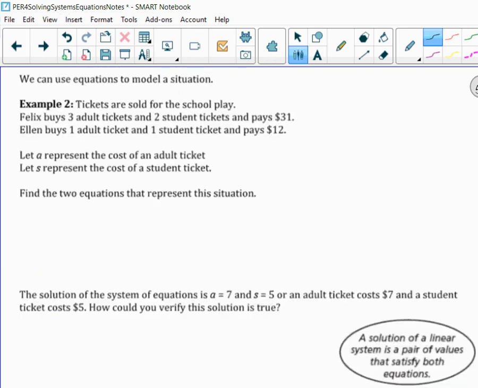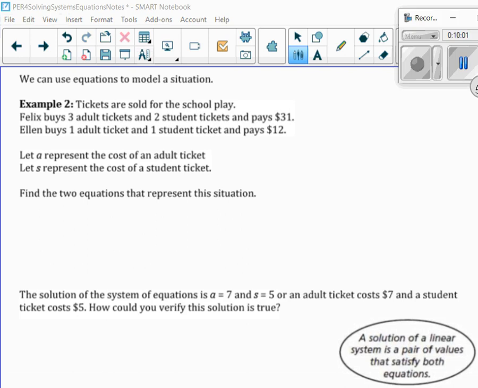So we can use equations to model this situation, or a situation. Tickets are sold for the school play. Felix buys 3 adult tickets and 2 student tickets and pays $31. Ellen buys 1 adult ticket and 1 student ticket and pays $12. Let A represent the cost of an adult ticket and S represent the cost of a student ticket. Find 2 equations that would represent this. So, can anybody come up with the equation for Felix?